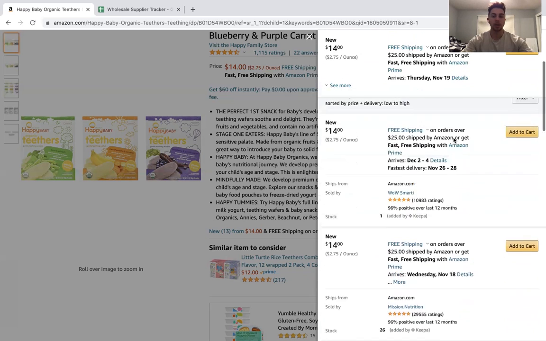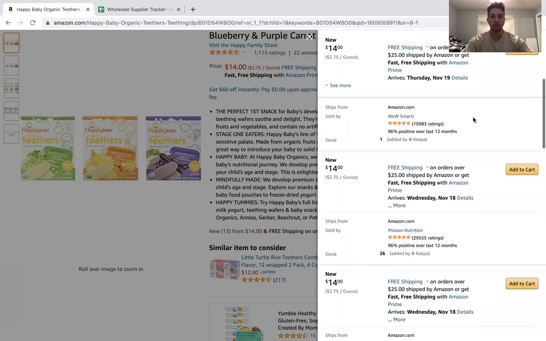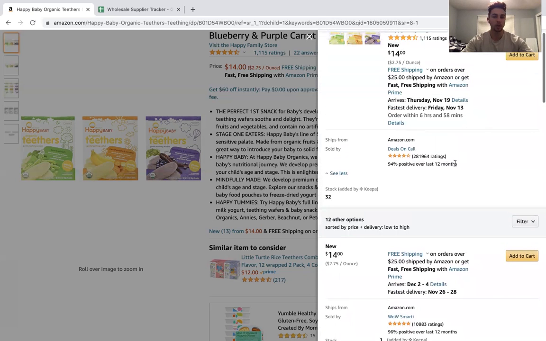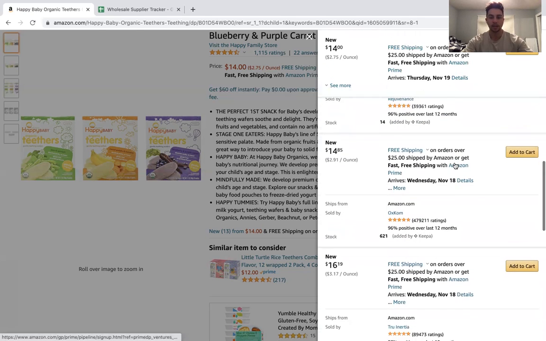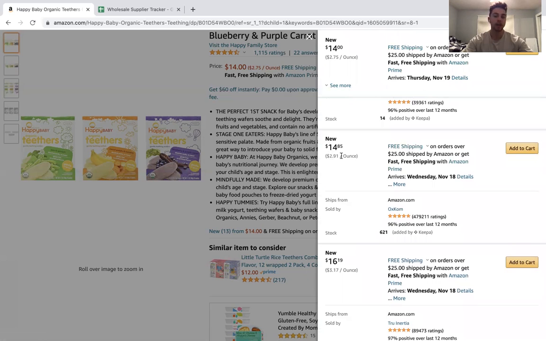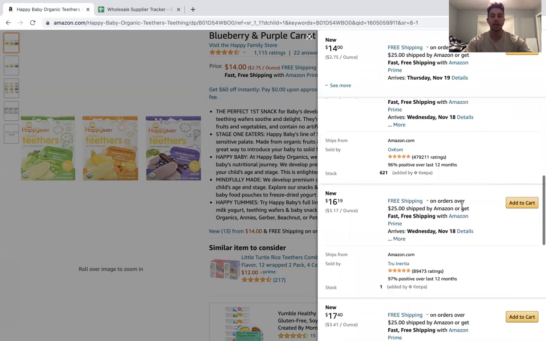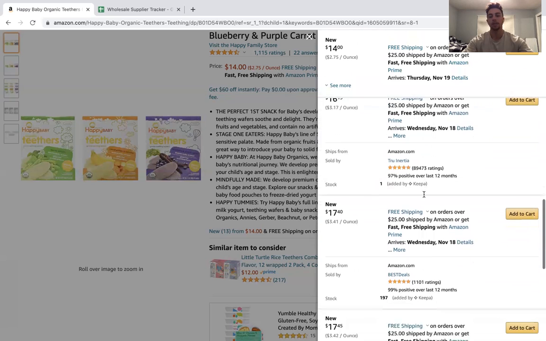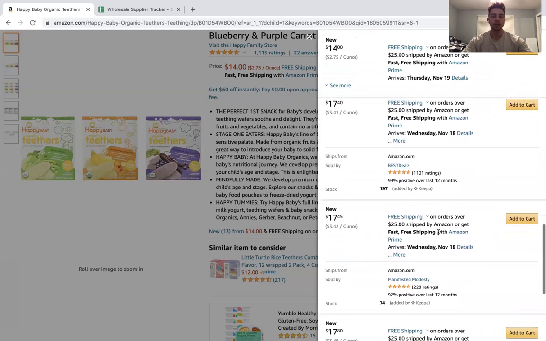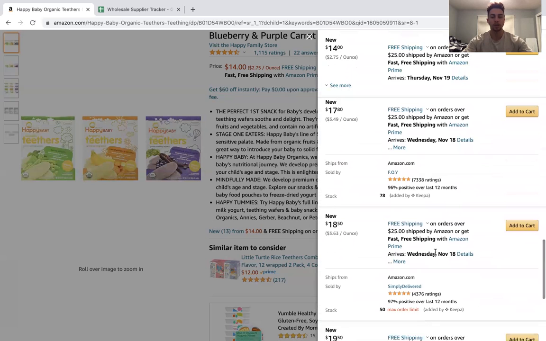So again, we're seeing some competitive offers because they're prime and they are tied with the lowest price. So 1, 2, 3, 4, 5, 6. This is a little bit higher than $14. I would still consider it competitive because it's not too high and it is prime. So 7, 8, I could consider this as well because the price is a little bit higher, but it's not too much higher. 9, so 10, 11, 12, 13, 14.